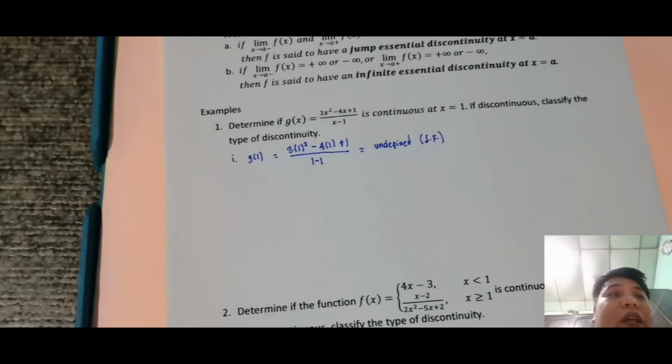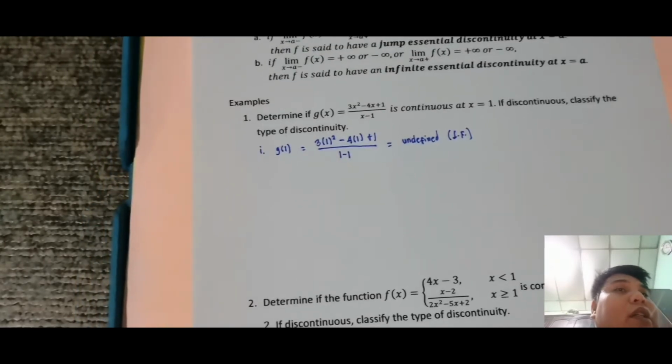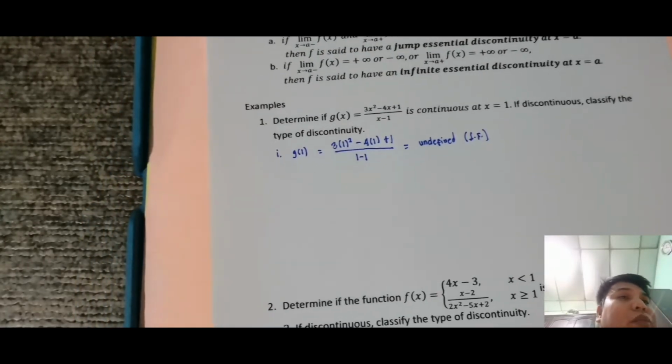Ngayon, ang goal natin, pangalanan: anong klaseng discontinuity siya at x is equal to 1. Dahil hindi nag-exist yung g of 1, o hindi defined yung g of 1, possible ito removable. Ang goal na lang natin, dapat mag-exist yung limit ng g of x as x approaches 1.